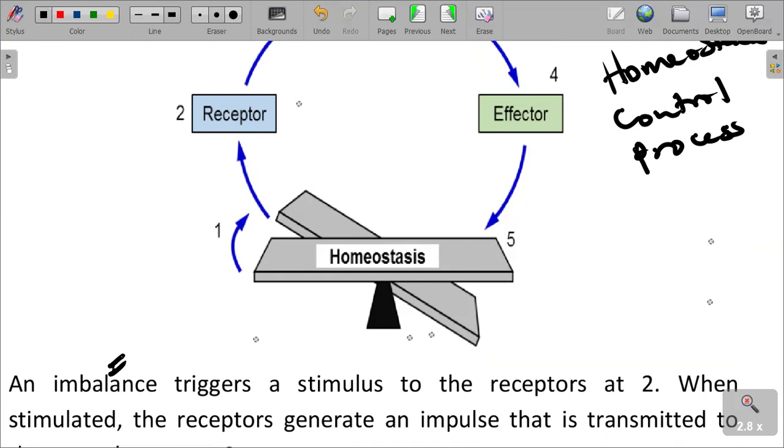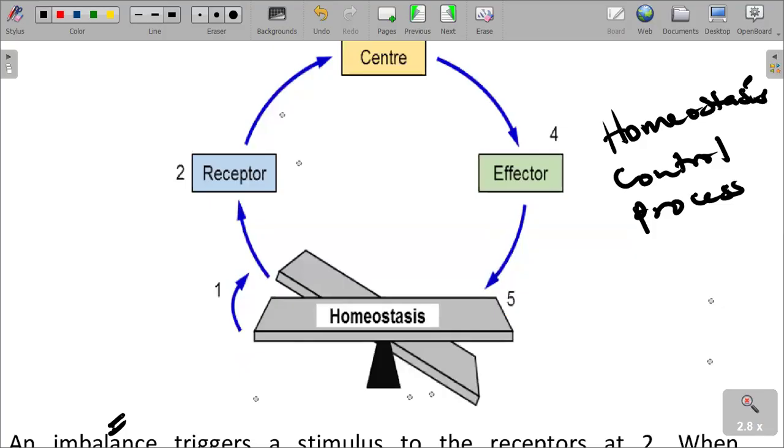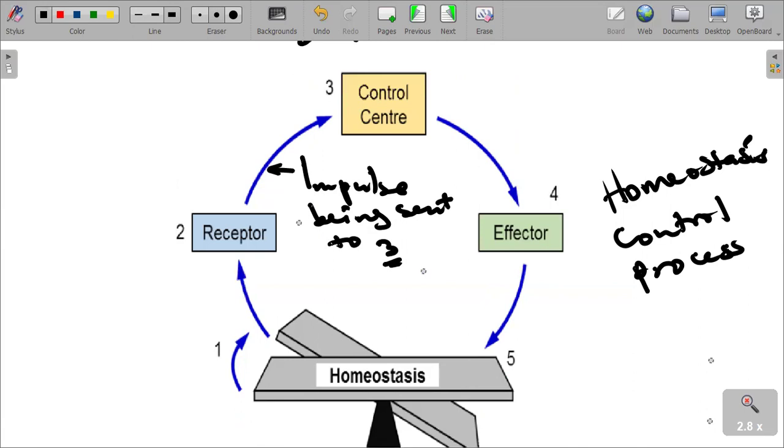Here, what is happening? This arrow is showing an impulse being sent to the control center, or to 3. 3 is the control center that we are talking about. An impulse is being sent to 3, which is the control center.